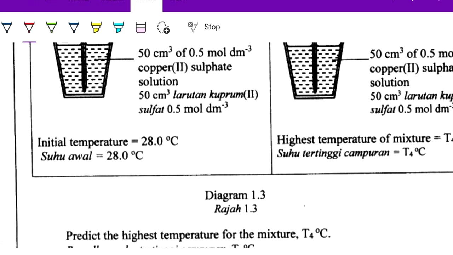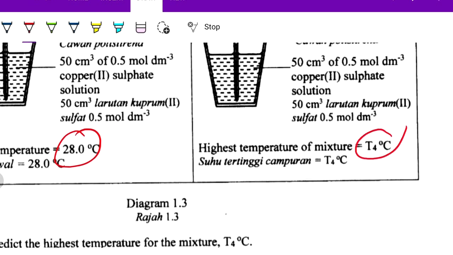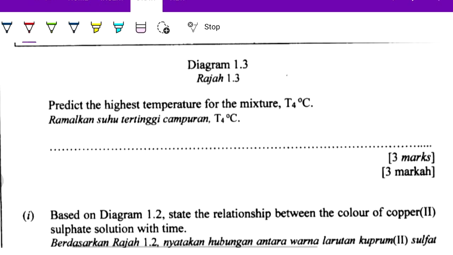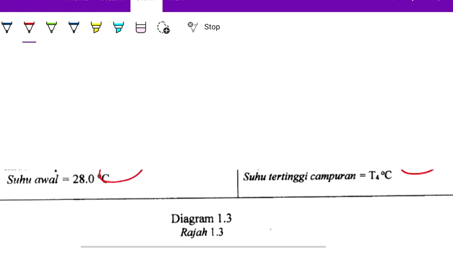The initial temperature is 28. The highest temperature is T4. So predict the highest temperature for T4. Okay, here is a tricky thing.